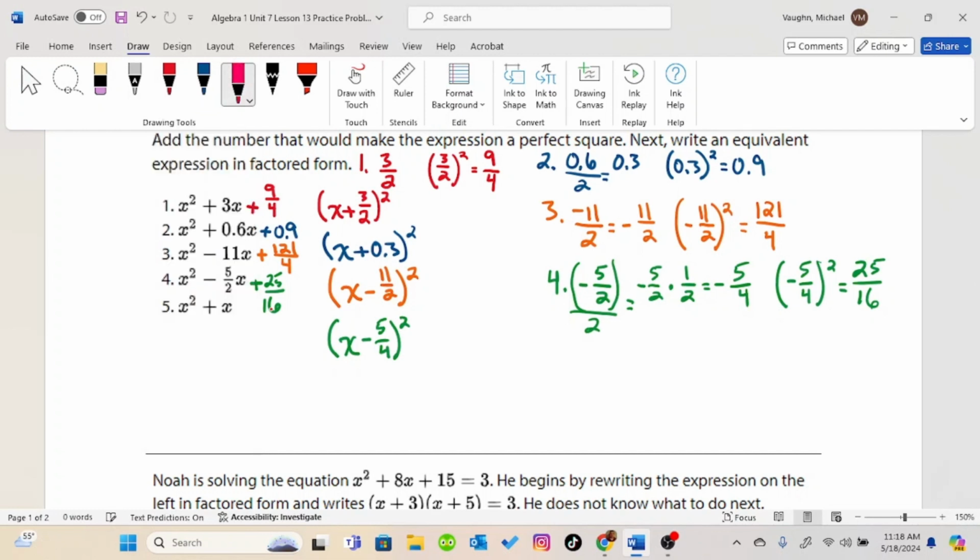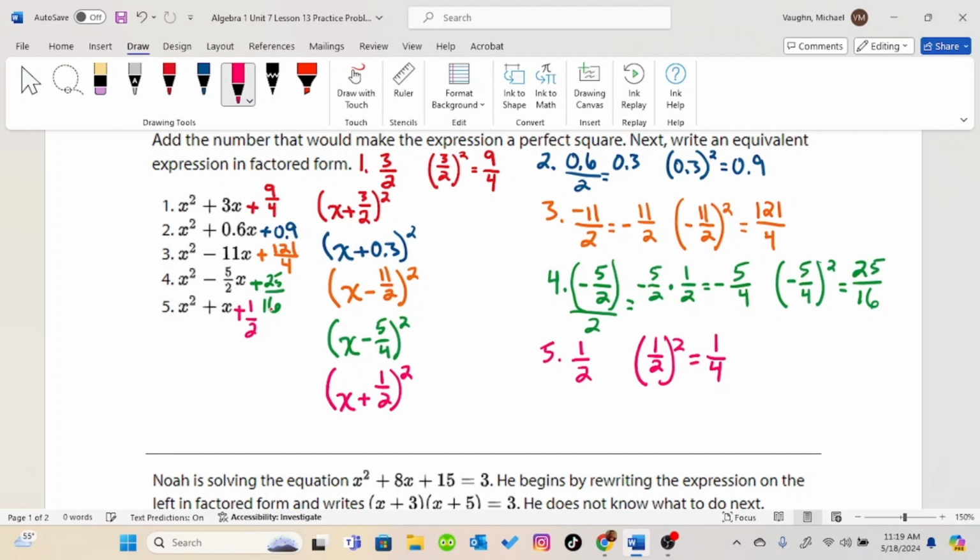And finally, number 5, we're going to take 1 and divide it by 2. That gives us 1 half. Now we're going to take that 1 half and square it, which equals 1 fourth. So we're going to add 1 fourth to make our standard form, and then our factored form will be x plus 1 half squared.